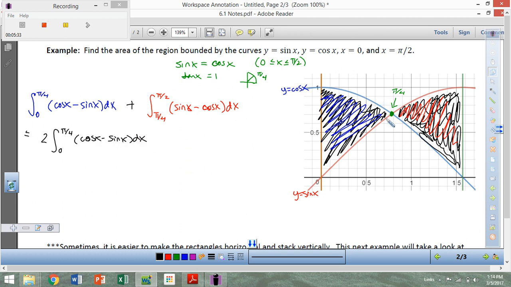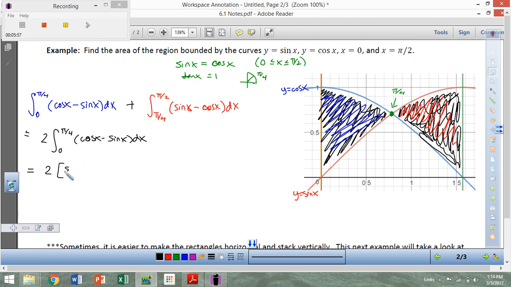Now that's not always going to be the case whenever you have to split this up. I need to be clear on that. So if I have to split it up into 2 separate integrals, it's not always going to be the case where the areas are exactly the same on both sides of that intersection point. But in this case it is, and it's going to make it a little bit easier when I go to do this, and I only have to evaluate one integral instead of 2.